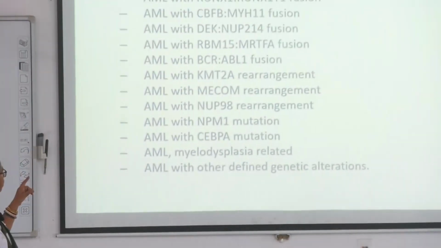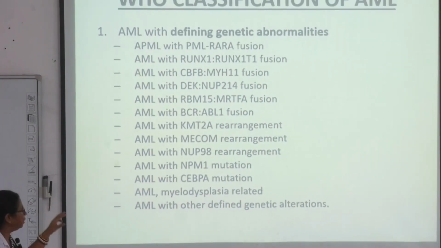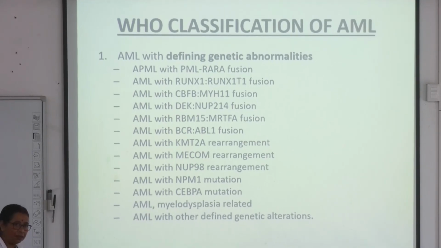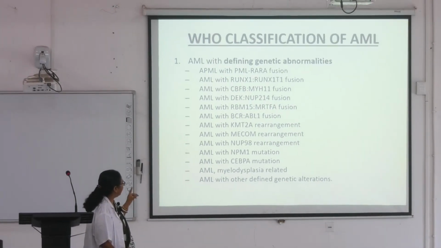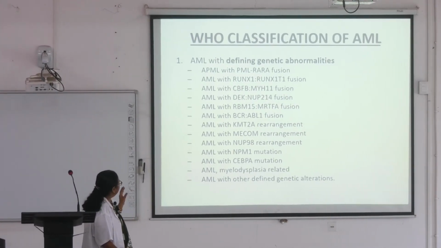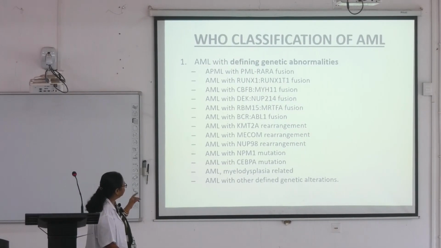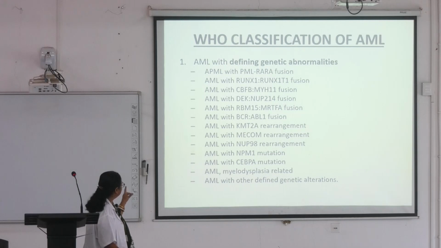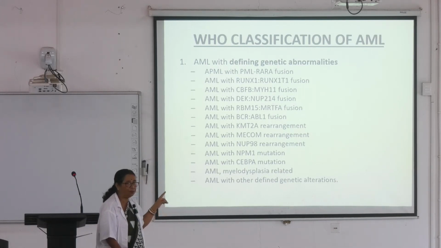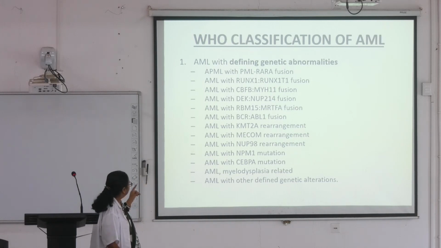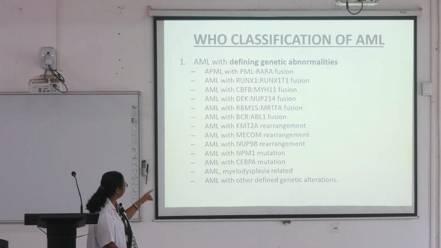AML with RUNX1, RUNX1-T1 fusion. AML with CBFB-MYH11 fusion. Then AML with DEK-NUP214 fusion. It is not possible to memorize all of these. AML with BCR-ABL1 fusion. This is good for CML, chronic myeloid leukemia, but bad for this. AML with KMT2A rearrangement, AML with MECOM rearrangement, AML with NUP98 rearrangement.